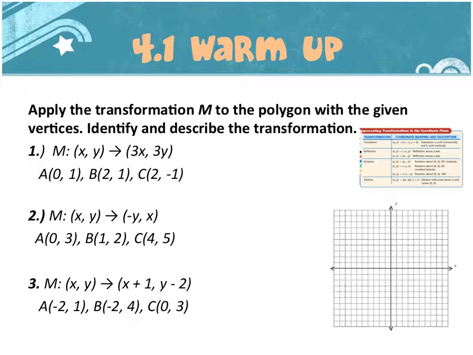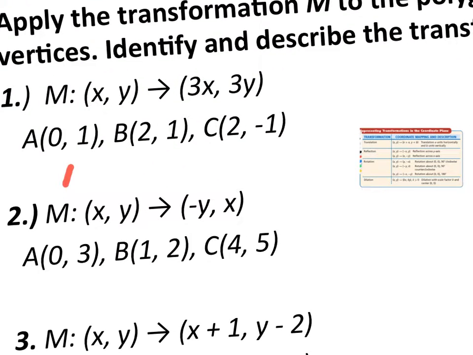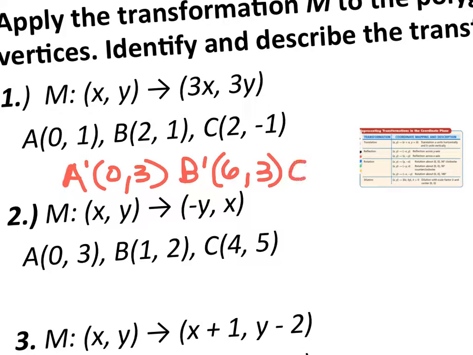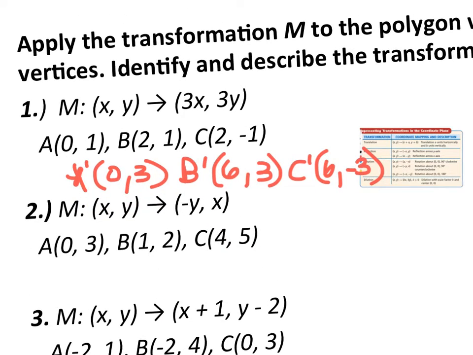So for number 1, it just says to take x and y and multiply each one by 3. So your A becomes 0, 3. Your B, or B prime, changes to 6, 3. And your C to 6, negative 3. So you're just multiplying each of those by 3.